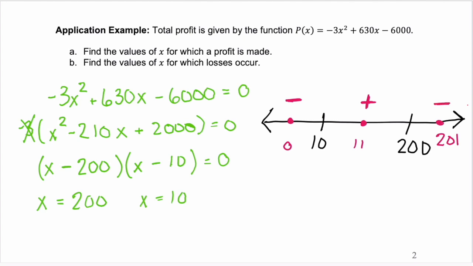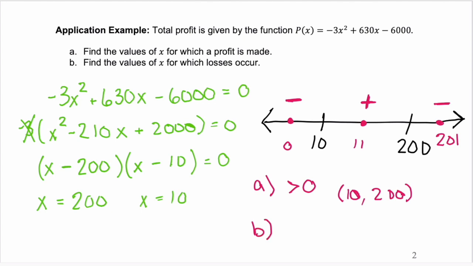So part A wants to know the values for which we have a profit. Well, profit would be greater than 0. When is it greater than 0? That's in the range from 10 to 200.